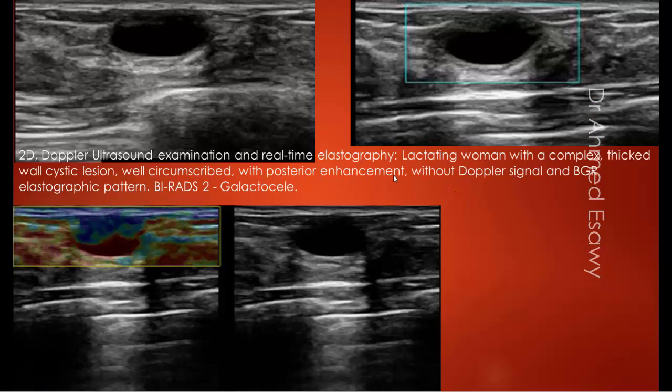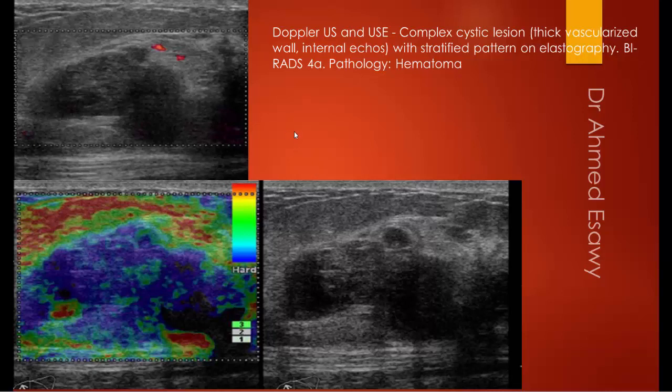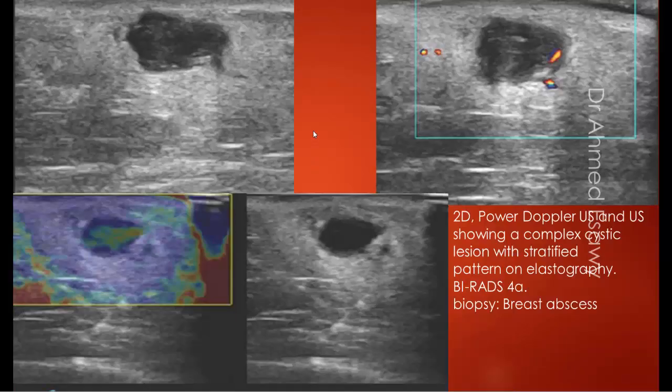This is an examination showing lactating woman with complex thick wall cystic lesion, well circumscribed, posterior enhancement without Doppler signal and elastographic pattern. BI-RADS 2, it is galactocele and not fibrocystic change. And this is a case of complex cystic lesion, thick wall, vascularized, internal echoes, stratified pattern in elastography. BI-RADS 4A, pathology proved to be hematoma, one of the differential diagnoses of fibrocystic change. This case presents complex cystic lesion, stratified pattern in elastography, marginal Doppler signal, it is breast abscess.